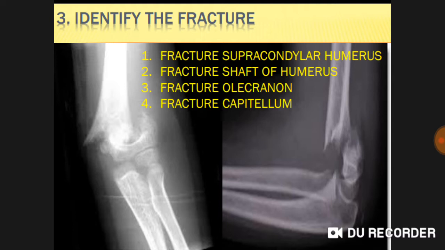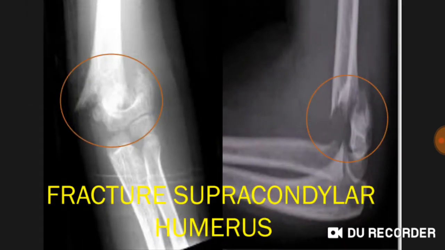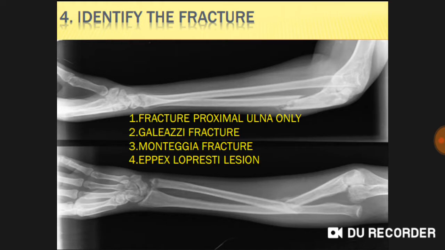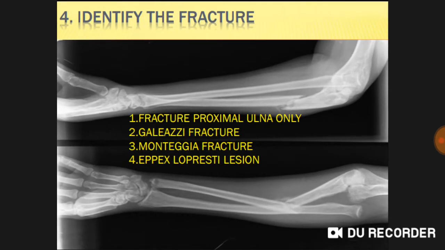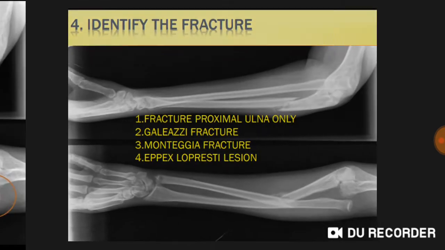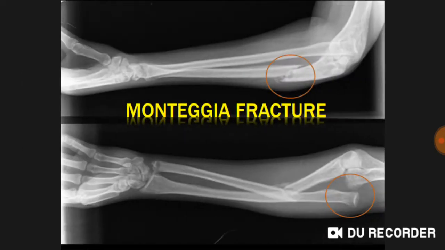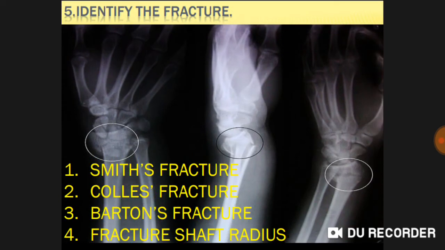Now, in this image, identify the fracture. So this is a fracture of supracondylar humerus. This is a supracondylar humerus fracture visible. C. This is a supracondylar fracture of humerus. Now, identify the fracture. Read all four options. And the answer here is Monteggia fracture. This is known as Monteggia fracture. This is visible. Okay.